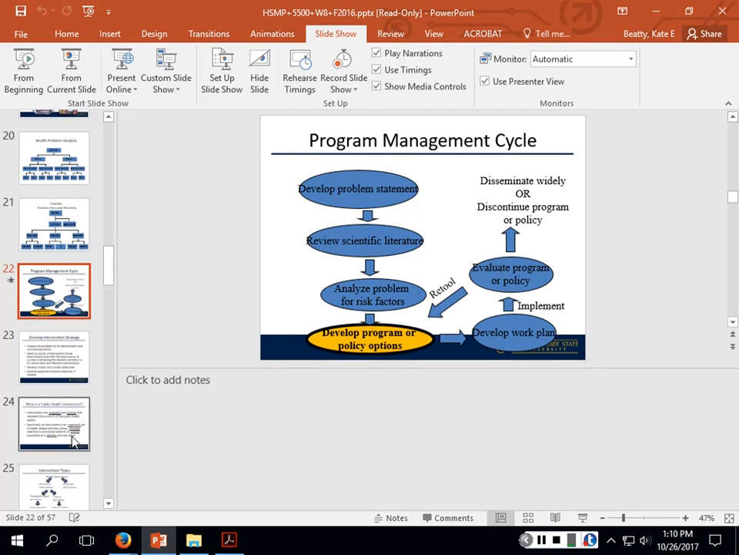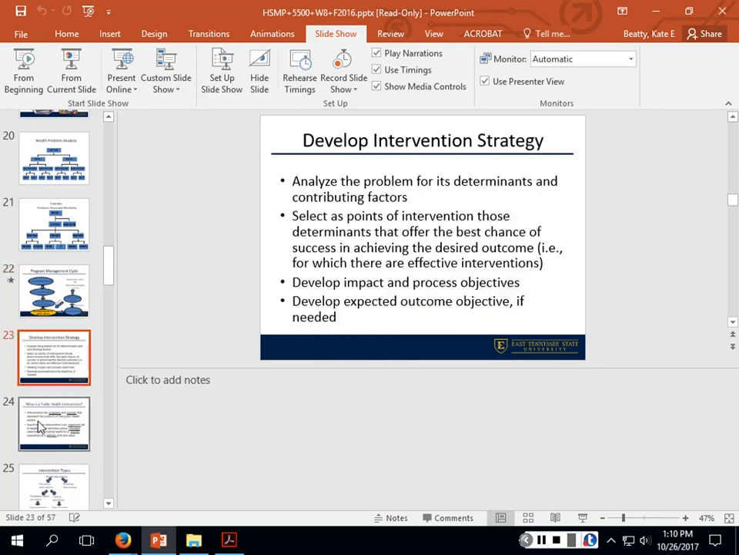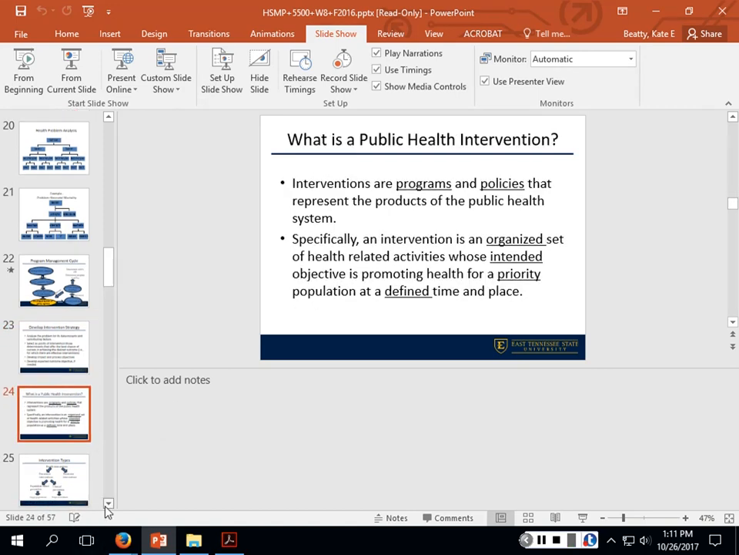So at that point, we talked about how we go about developing our intervention strategy by identifying those determinants that are most amenable to change, and also by developing our impact and process objectives.